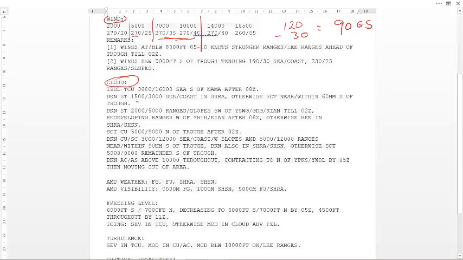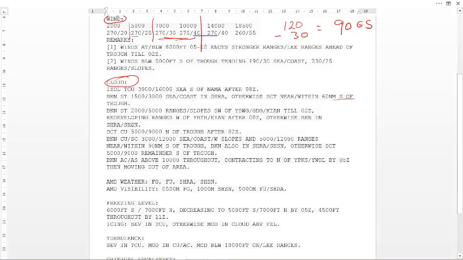But it's low level, 1500 to 3000, sea and coast, in showers of rain, otherwise scattered near or within 60 nautical miles south of the trough. Okay, that's not going to bother me if I'm flying west from Canberra. Broken stratus 2 to 5 southwest of Wagga. Okay, I'm not flying down there, so that helps my decision making.